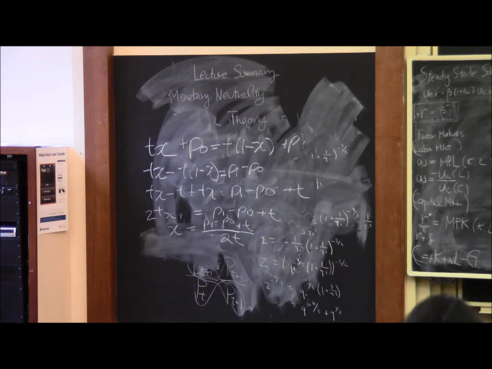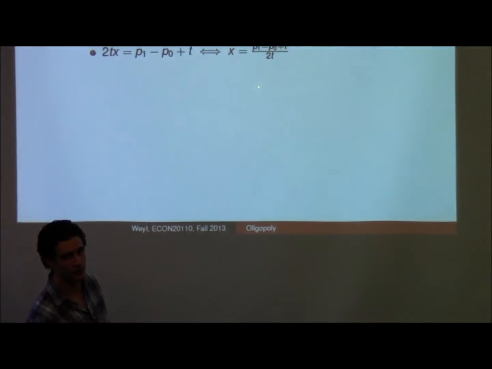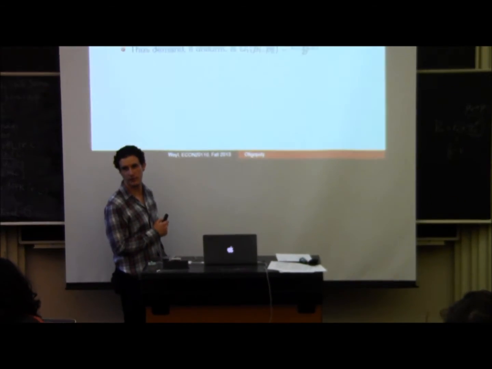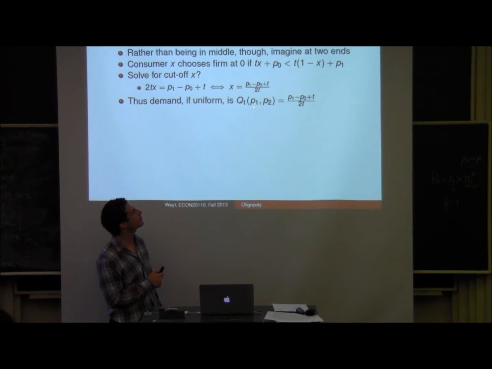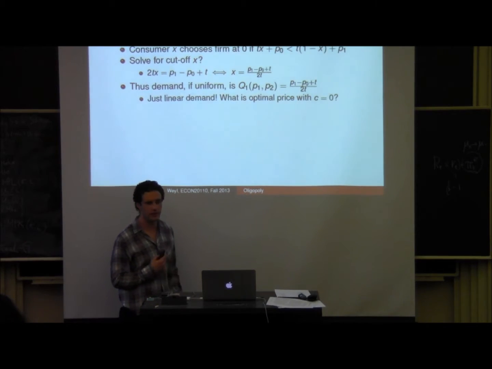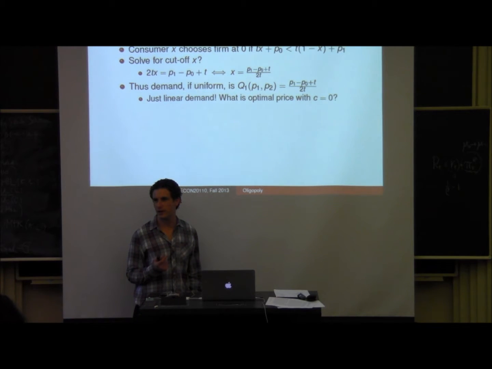Okay, so what does this tell us? This says that when the prices are equal to this, everyone to the left of this point is going to be buying from 0, and everyone to the right of this point is going to be buying from 1, right? So if we have uniform distribution of people, the number of people buying from 1 is just x, because everyone to the left of x buys from 0, and so their quantity is P1 minus P0 plus t over 2t. So this gives us just linear demand, right?